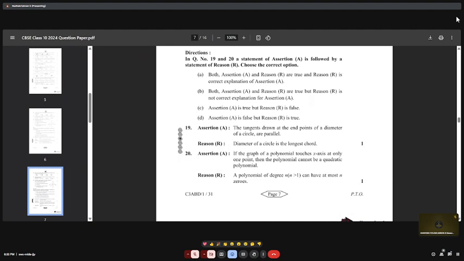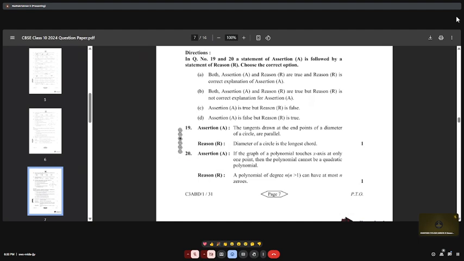Okay. So in this problem, there are two statements given. One is called assertion and the other is called a reason. You have to see whether assertion is true, reason is true, and whether both are true and the reason is the correct explanation of the assertion, then you choose option A. But if the reason is not the correct explanation, then you choose B. If one of them is not true, then you choose either C or D, depending on whether the assertion is true or the reason is true. Okay, look at the first problem, problem number 19.